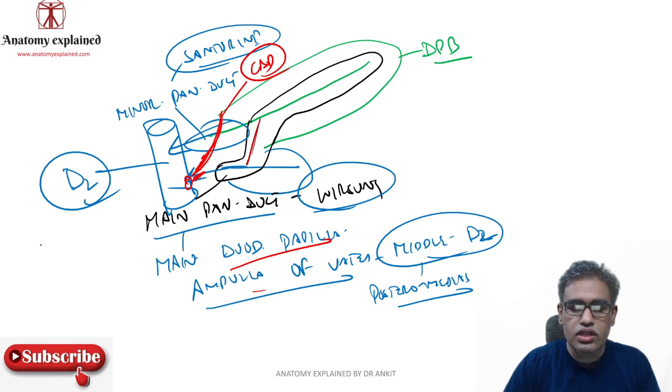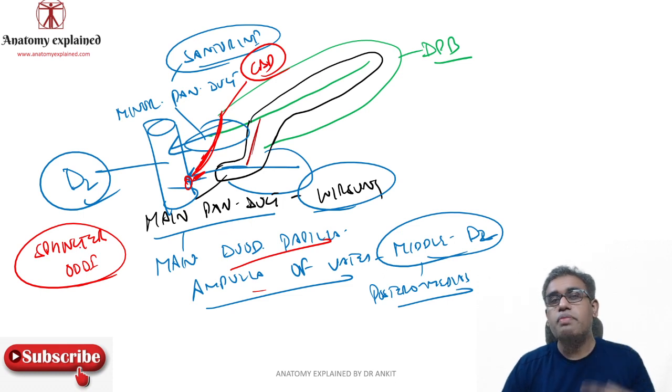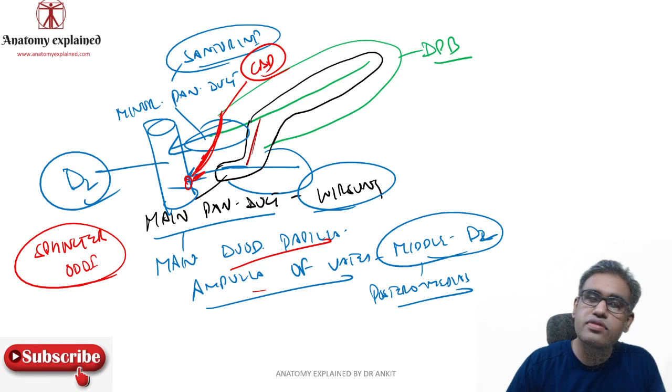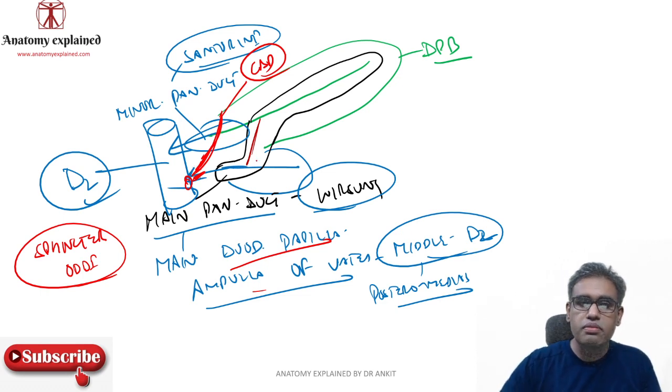Here is a sphincter that is known as the sphincter of Oddi. Why is the sphincter needed? Because when the duodenum is doing peristalsis, the secretions should not go back through this duct. So you need a little bit of a sphincter complex over here, known as the sphincter of Oddi. So that is your major duodenal papilla over here.